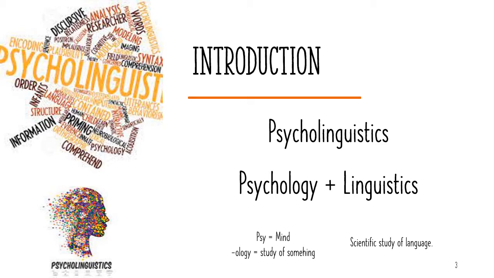Psycholinguistics is a combination of two words, psychology and linguistics. Psychology is derived from psy, which means mind, and ology is the study of something. Psycholinguistics is the study of the relation between language and psychology, which is concerned with the mechanism of language by which language is processed and represented in the mind and brain.